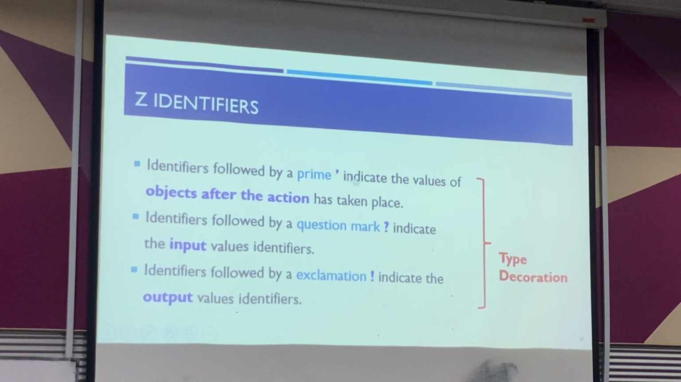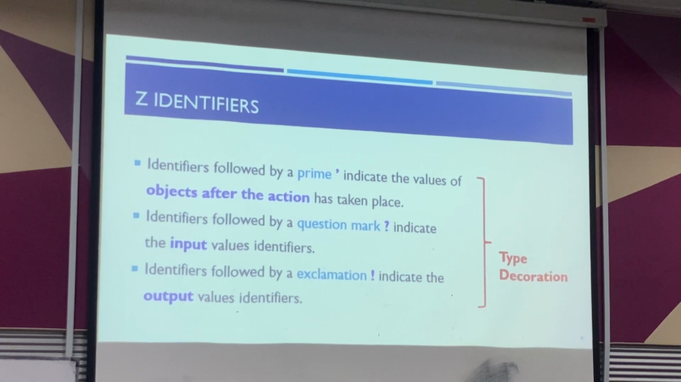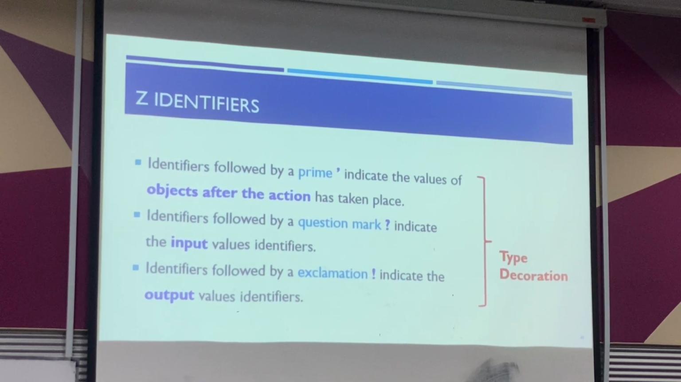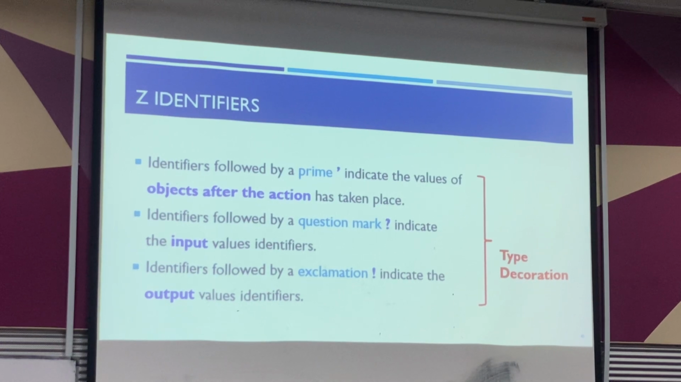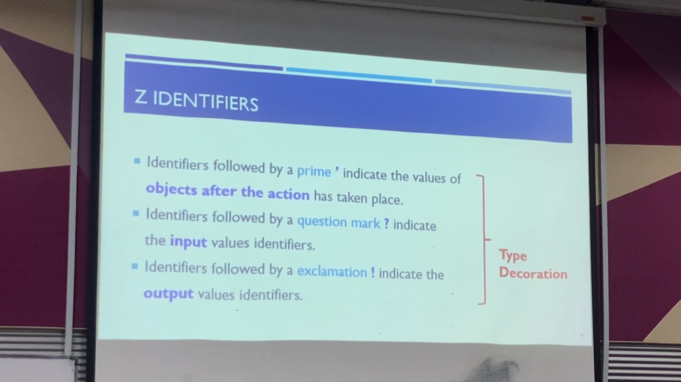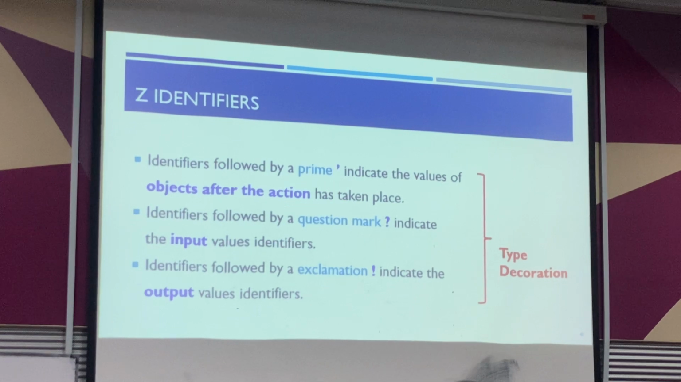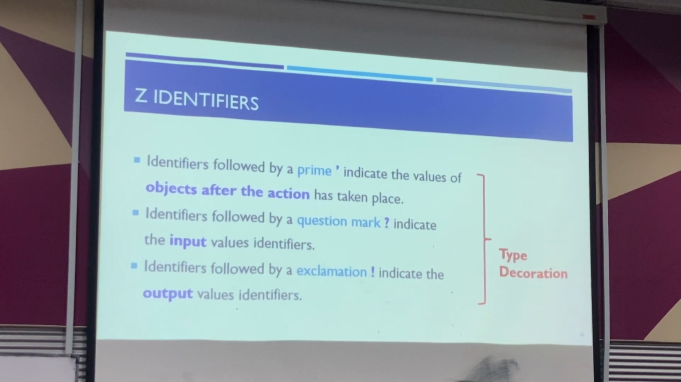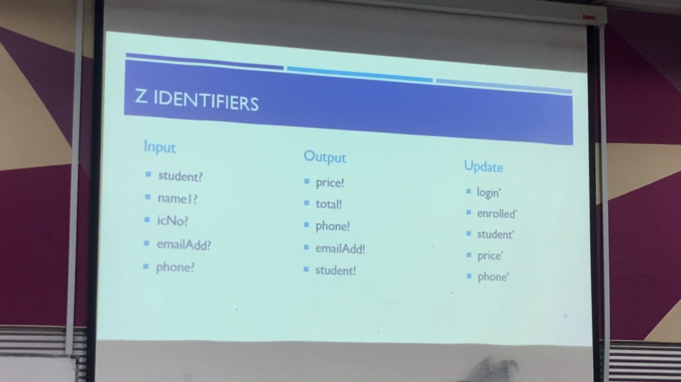So prime or apostrophe is to show the update, the variable after, we call it the variable after. And then the question mark is to show an input variable, and the exclamation mark is to show the output variable. Okay, so how are you going to see this?